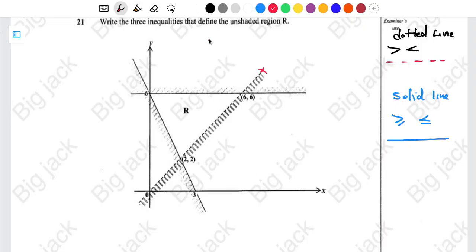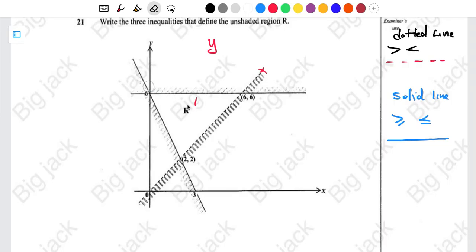So we can say y, but according to the instruction here it is saying write the 3 inequalities that define the unshaded region. So we are describing this part here which is unshaded. Remember, the part which is shaded is this one, isn't it? But we are describing the part which is unshaded. Okay, that's a good part.